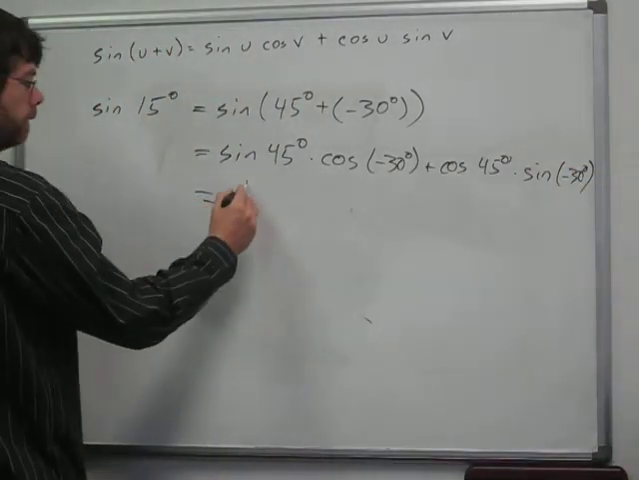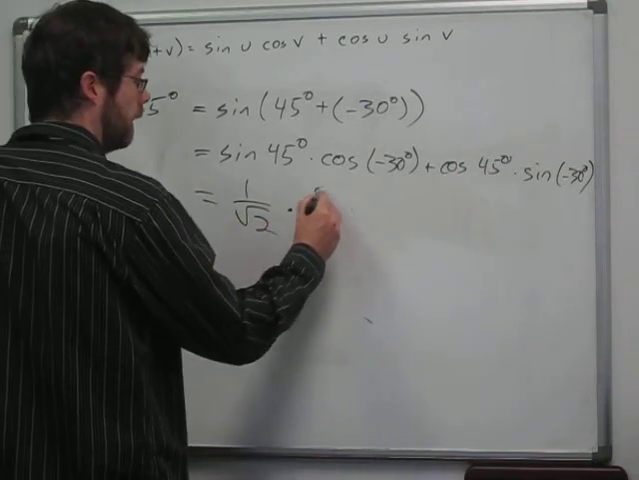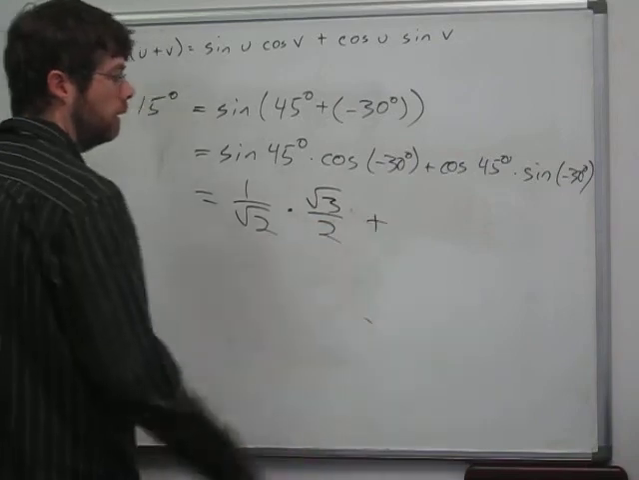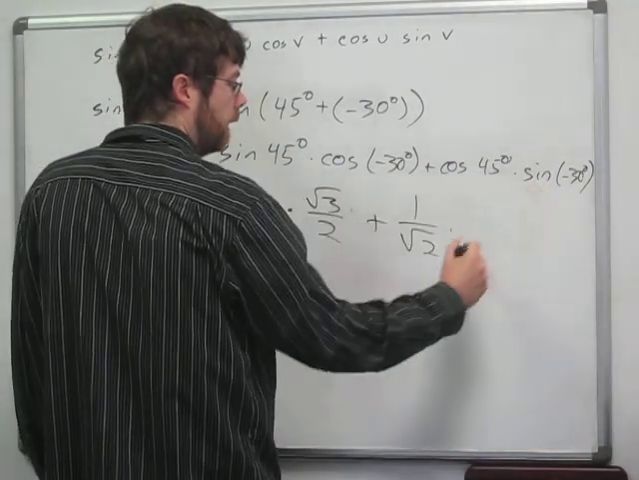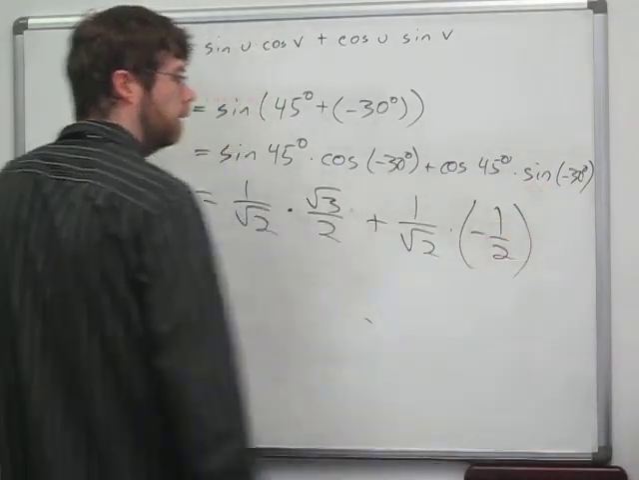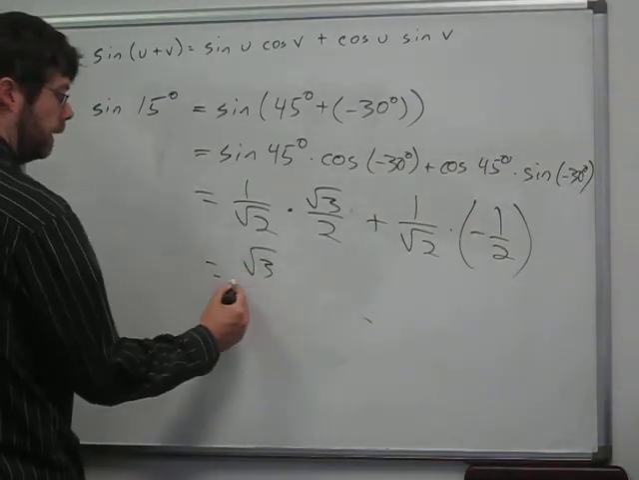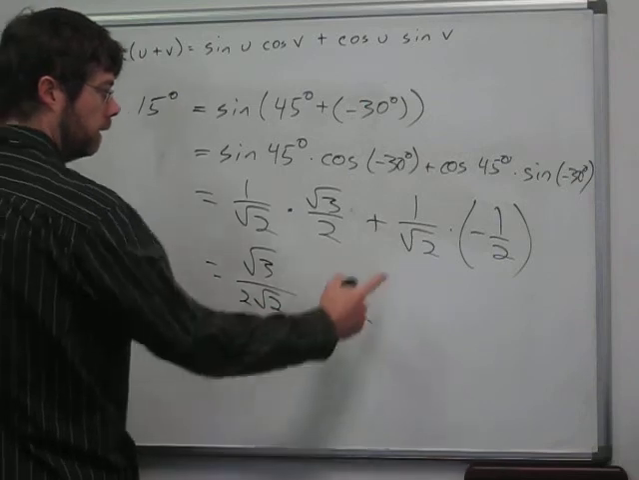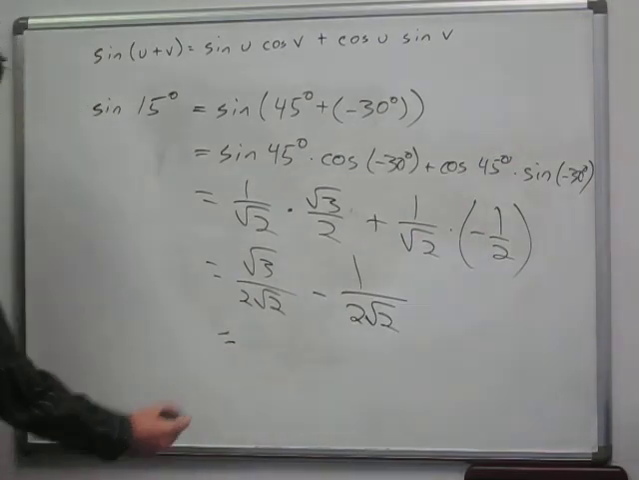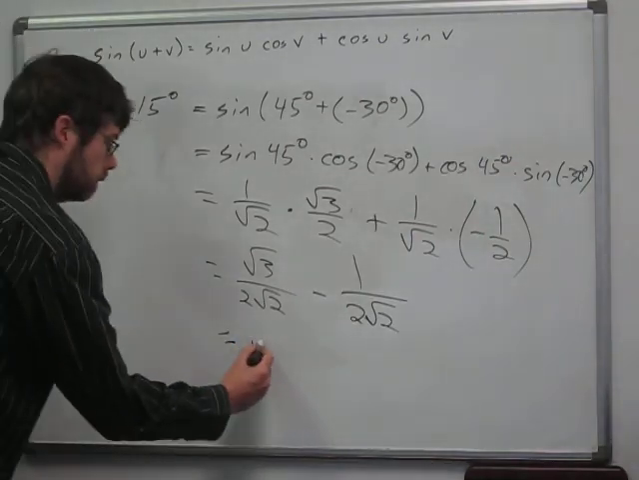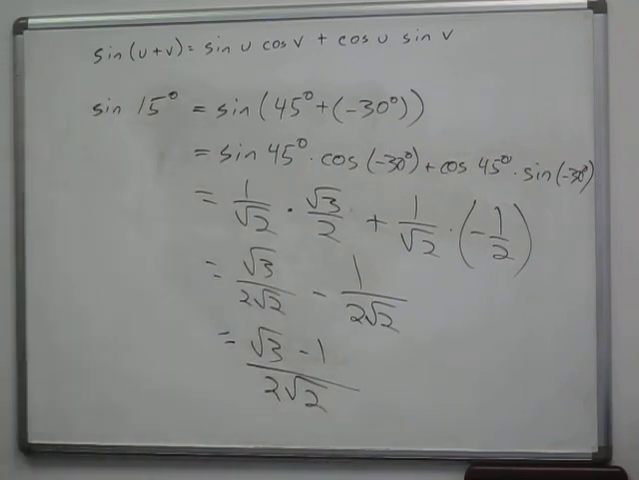So again, sine of 45 is 1 over root 2. Cosine of negative 30 is radical 3 over 2. Cosine 45 times the sine of negative 30 is a negative 1/2. So again, multiply fractions, we get root 3 over 2 root 2 minus 1 over 2 radical 2 and then again combine. So root 3 minus 1 over 2 root 2.